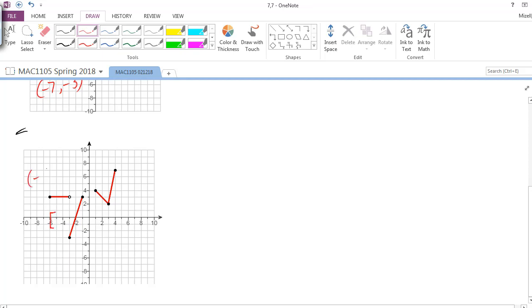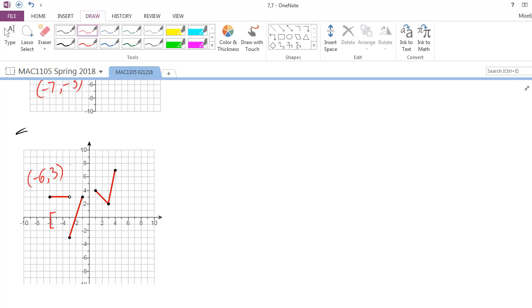The point (-6, 3) is a solid dot. That means it's on the graph. That means (-6, 3) is a member of this function. So -6 is in the domain. I'm thinking that's the least number in the domain, the farthest to the left. So -6 is the least number in the domain.